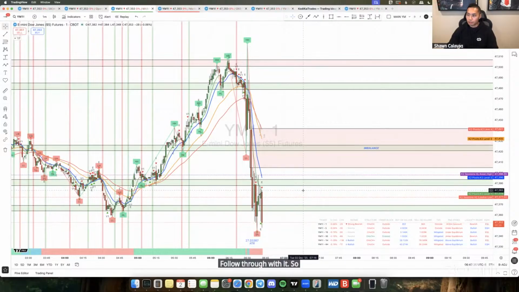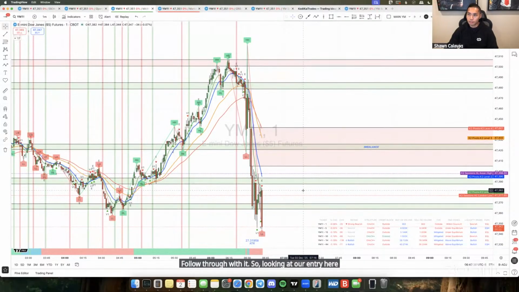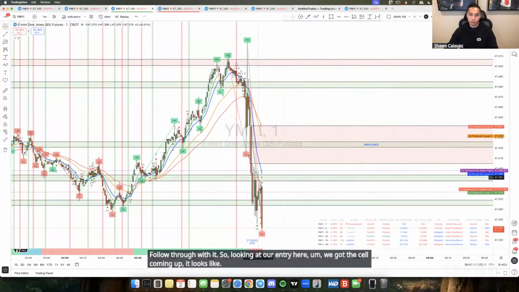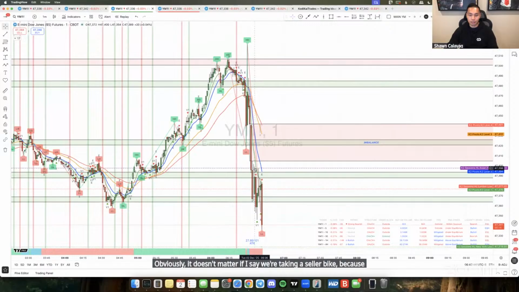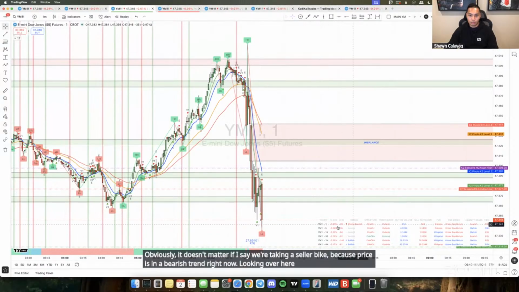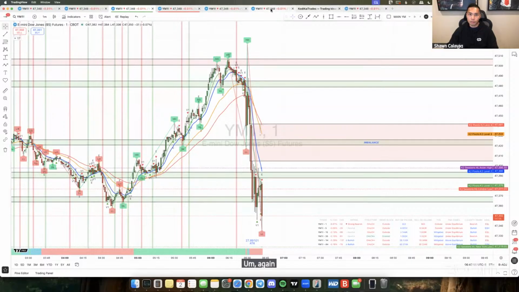So looking at our entry here, we got the sell coming up, it looks like. Obviously, it doesn't matter if I say we're taking a sell or buy because price is in a bearish trend right now. Looking over here, on the 1 minute, it's currently strong bearish, 5 minutes neutral, 15 is neutral, 30 minutes neutral, 1 hour is bullish, and the 4 hour is bullish as well. Again, with that being the case, we'll be looking for opportunities here as price continues to move along.